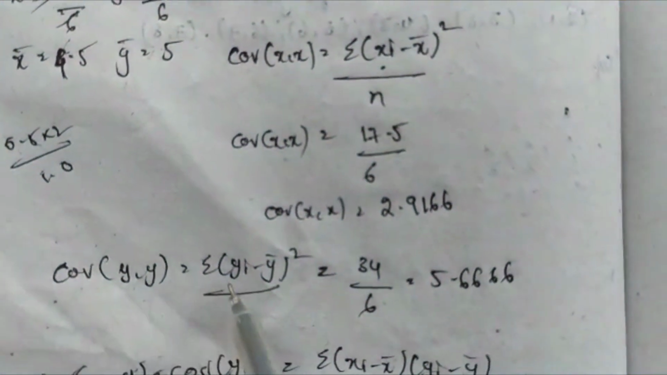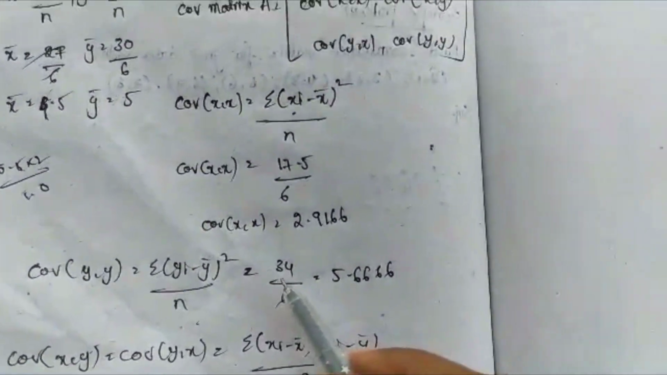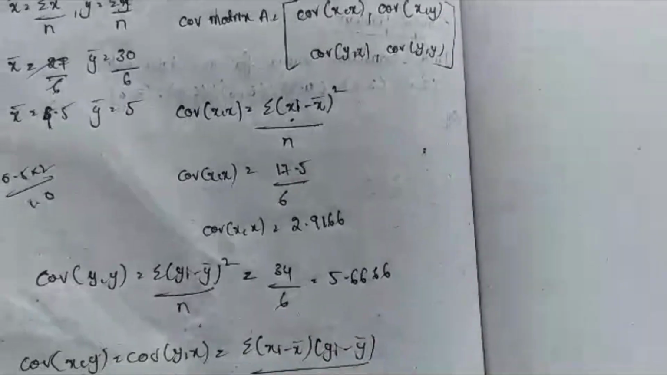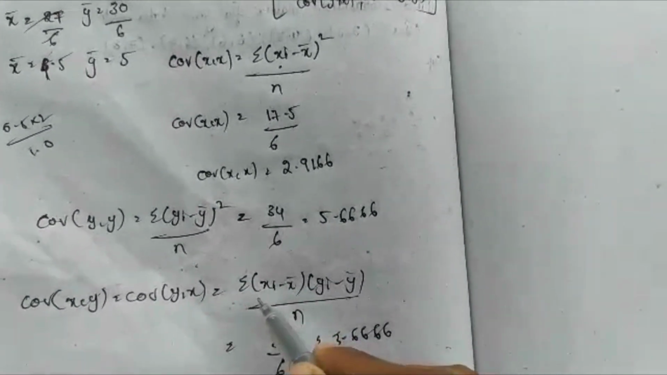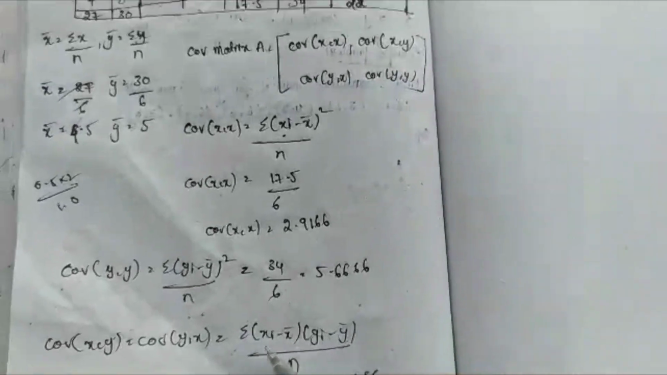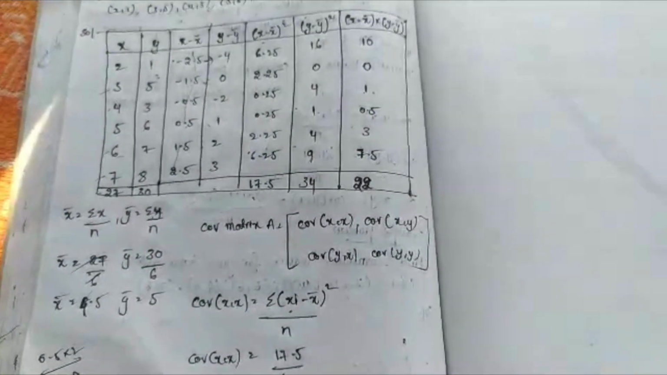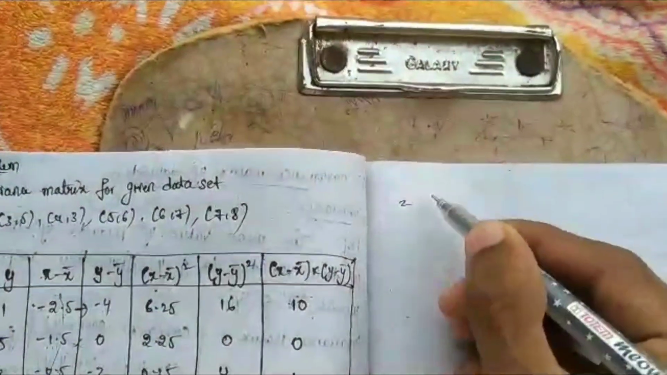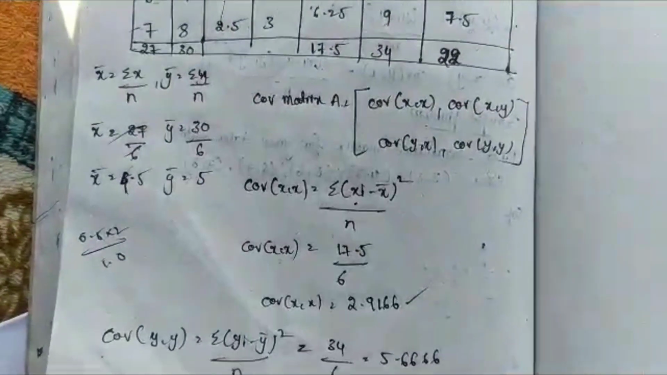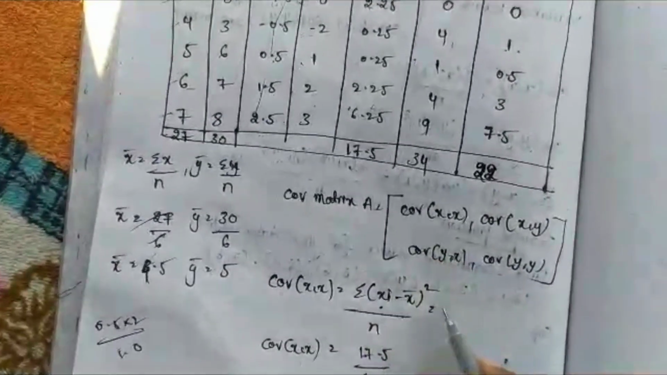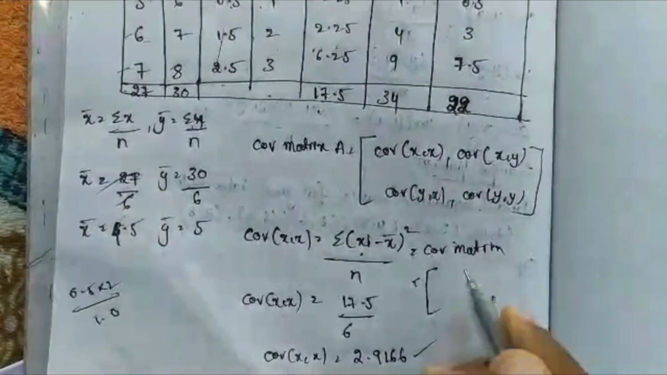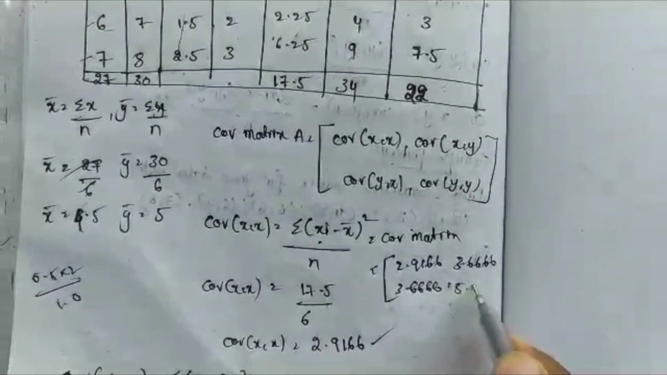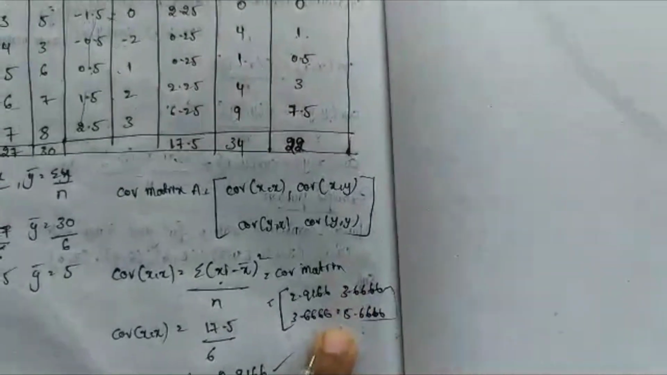Whereas covariance of y, y equals summation of y minus y bar whole square by n. Here the y minus y bar whole square value is 34 and n is 6, which gives 5.66. Whereas covariance of xy equals covariance of yx equals summation of xi minus x bar times y minus y bar by n. The summation of xi minus x bar times y minus y bar is 22 and n is 6, which gives us 3.666. The above values of covariance of xx and yy and xy, yx are substituted in the covariance matrix, that is 2.9166, 3.6666, 3.6666, 5.66. This is the covariance matrix of our above problem.